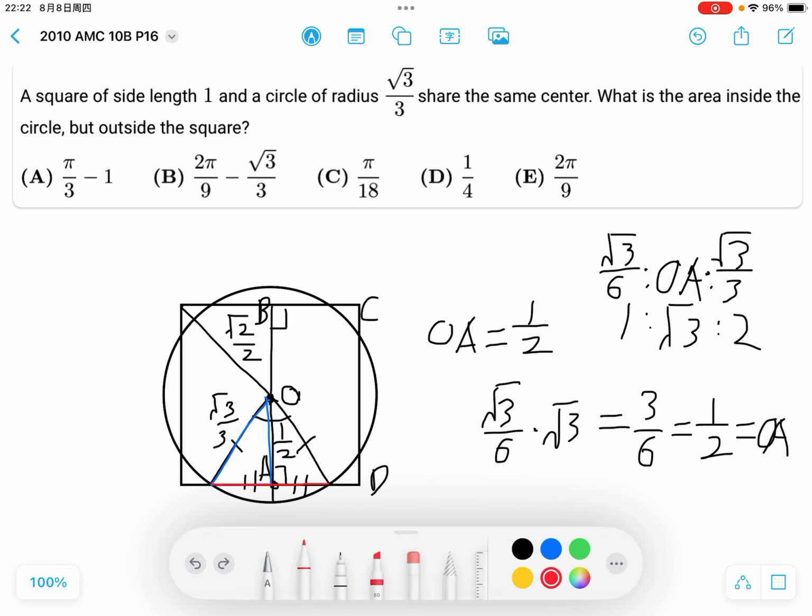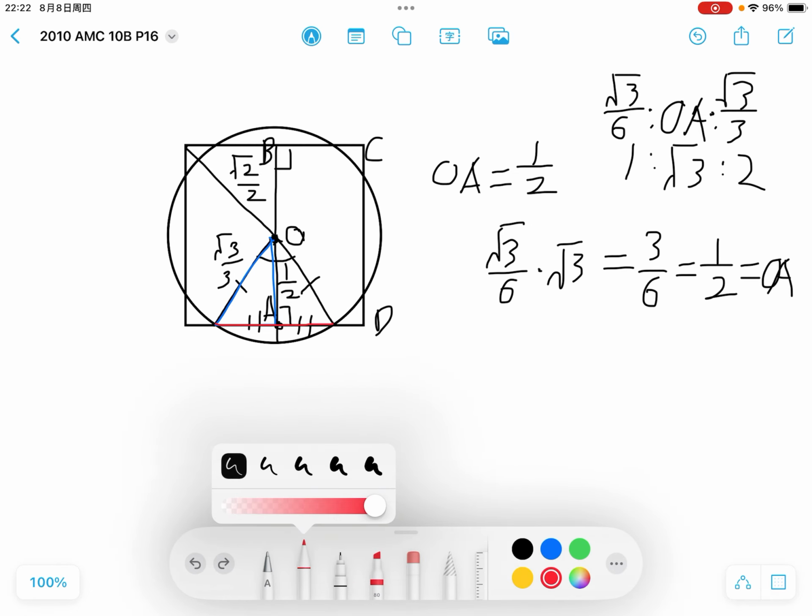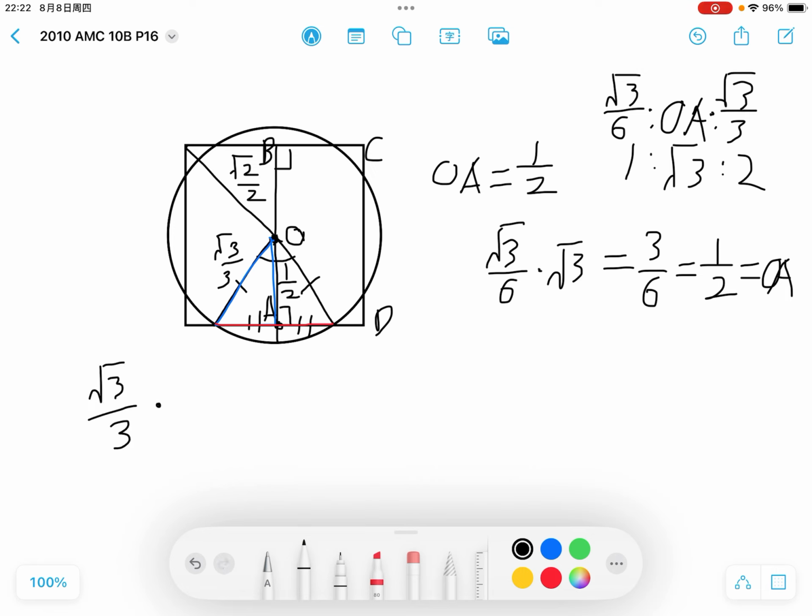So the base of this triangle is actually √3/3, and if you multiply it by the height, which is 1/2, because that's OA, you have 1/2 base times height, so you multiply that by another 1/2, you have √3/12, so 2 times 2 is 4, 3 times 4 is 12. Now that's the area of my equilateral triangle.